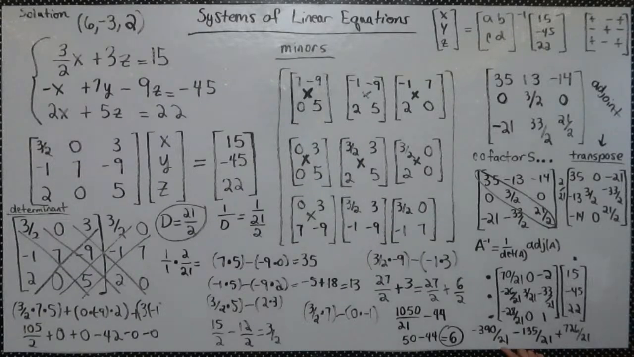Since they all have the same denominator, we can just add and subtract these numbers. So what I like to do is combine the negatives first, because when the signs are the same, you add and keep the sign. And when the signs are different, you subtract and keep the sign of the larger number, whatever number has a larger absolute value. So 390 plus 135 is 525, and it's negative. So minus 525. And it looks like I'm getting a positive 201.